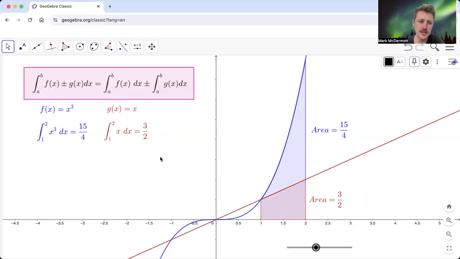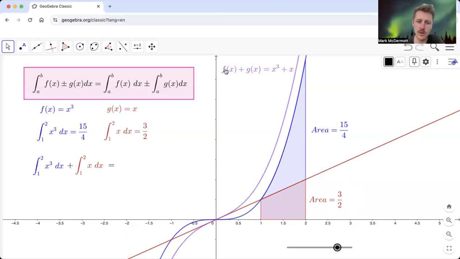Okay, what we're going to do now is sum those functions together. So we're going to create a new function that we're going to call f of x plus g of x, which is this purple line here. Red and blue gives us purple. And so what we get is f of x plus g of x is x cubed plus x, just adding the functions together. And what this rule is claiming is that the area underneath this purple curve between 1 and 2 will be equal to the sum of these two numbers, 15 on 4 plus 3 on 2. So let's take the integral of that. So what we have is the integral from 1 to 2 of x cubed plus x dx. That gives us an area of 21 on 4.